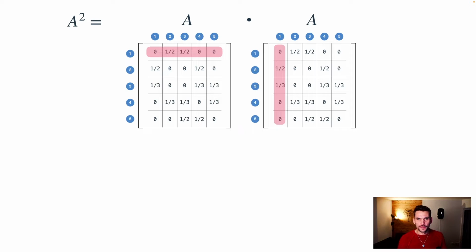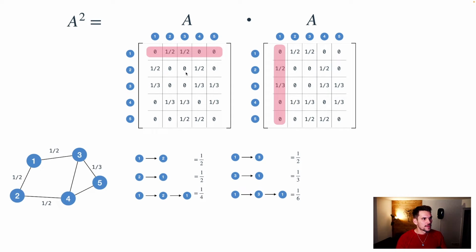What it means to make this calculation is we go from node 1 to node 2 with 1/2 probability, as depicted here. Then we multiply it with the probability of going from node 2 to node 1, which is this 1/2 here. So 1/2 times 1/2 is 1/4, and it means going from node 1 to node 2 to node 1. So the probability to follow this path is 1/4.